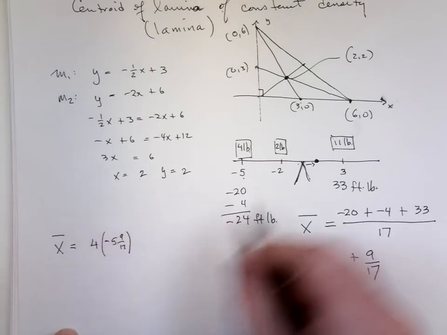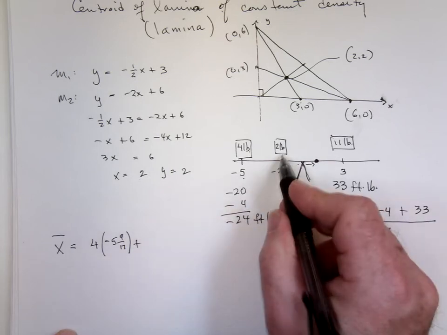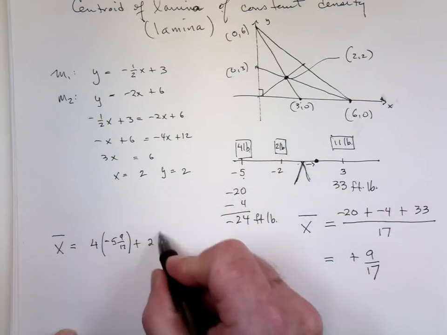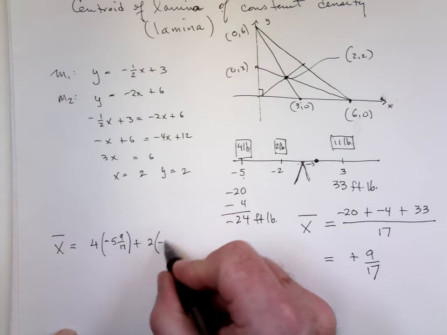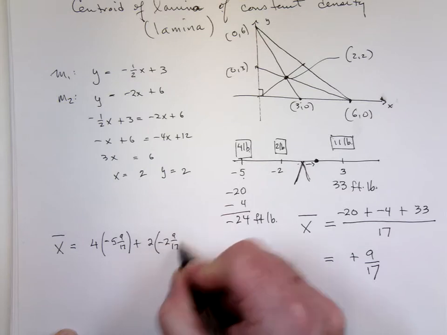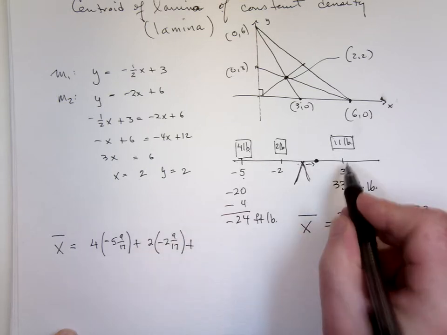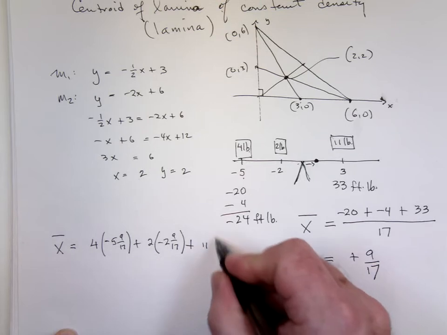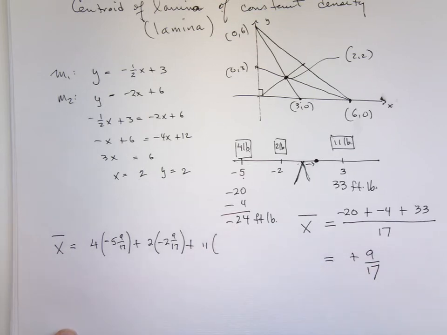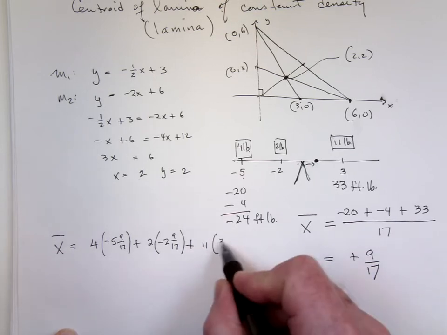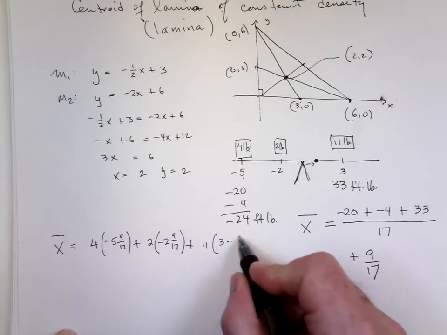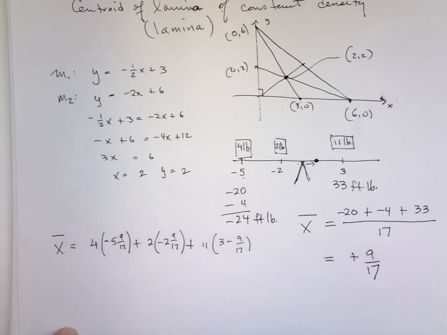And what would this one be? This is my 2-pound weight. It would now be -2 and 9/17. And my 11-pound weight, now what would its distance be? It would be 3 minus the 9/17. It would decrease. Okay. Why are we multiplying the other ones but adding this?